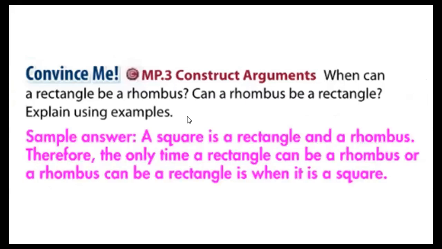A square is a rectangle and a rhombus also. So the square can be considered as a rectangle and a rhombus. Therefore, the only time a rectangle can be a rhombus or a rhombus can be a rectangle is when it is a square. Okay, my dear? Copy the answer and move to the next page, guided practice.